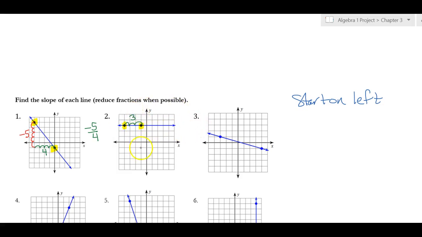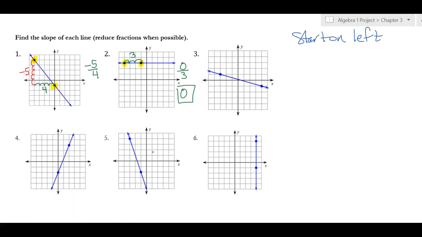So since I did not go up or down any, it's 0 over 3, and 0 over 3 is 0. And you maybe would have recognized that, saying, oh, that's a horizontal slope. It's just 0. All right, I would like you to try 3 through 6, and when you think you have it, go ahead and press play and check how you did.